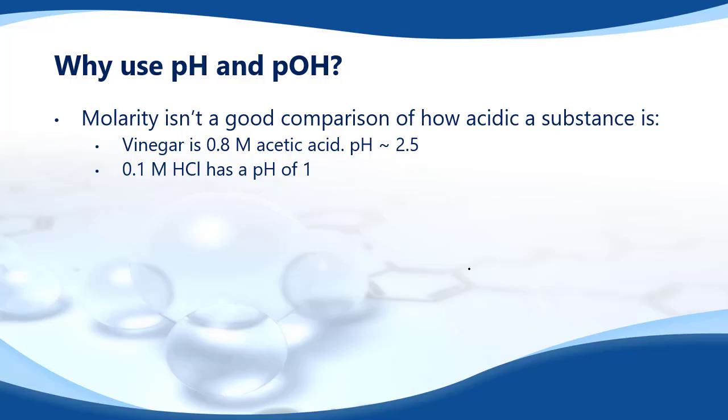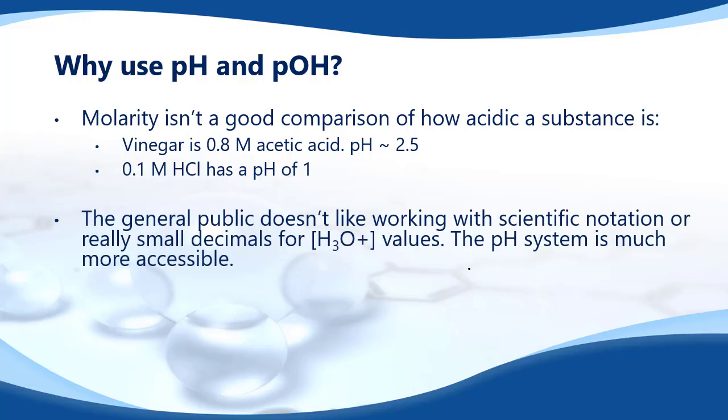Molarity doesn't do a good job of telling us the level of danger that we're working with. The other reason why we use pH and pOH is, let's face it, the general public does not like working with scientific notation or numbers that have a lot of zeros for concentrations. Because pH is basically 1 or 2 numbers before a decimal point, it is a lot easier for them to grasp. So if I say, oh, lower number, more acidic, 1 is less than 2.5. That means the HCl solution is more acidic than the vinegar solution is. It makes sense that way, and it's easy for people to actually recognize.